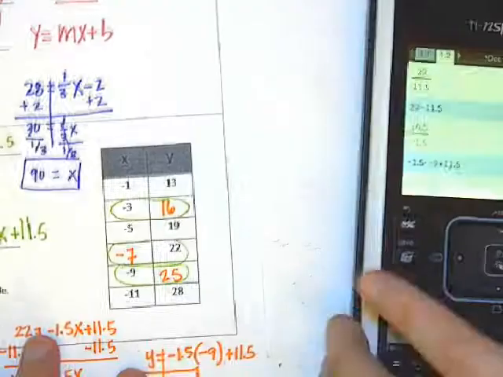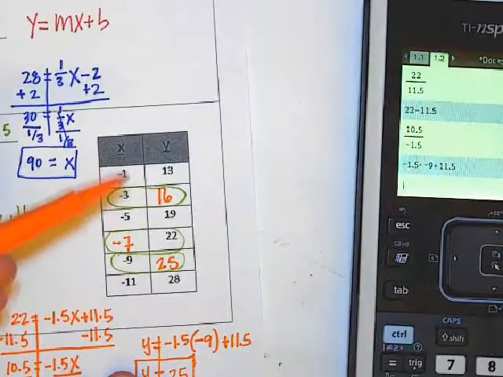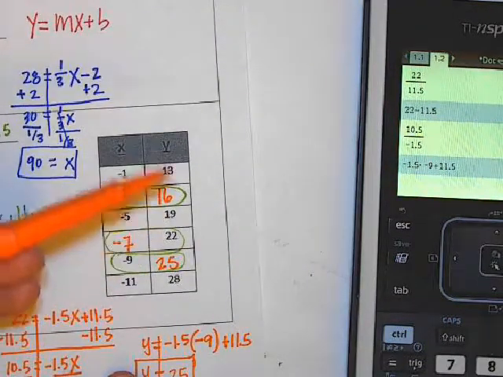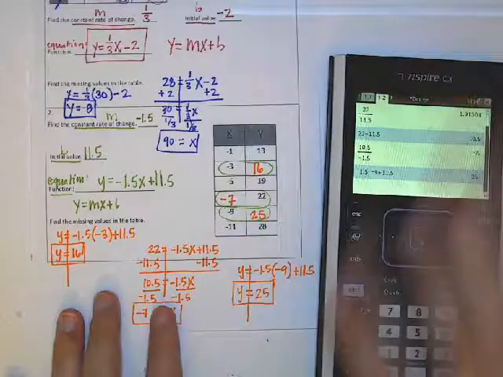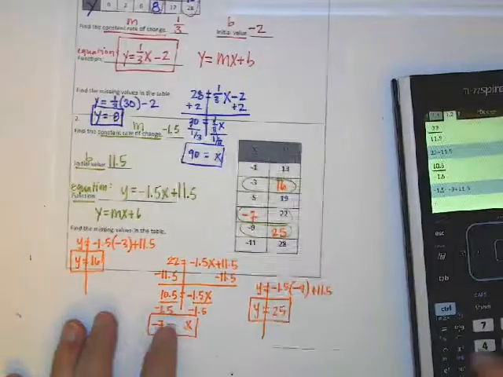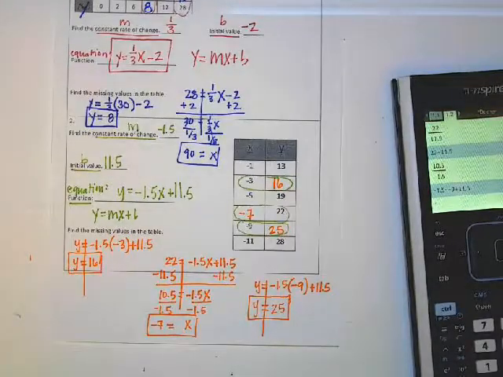Is that reasonable in the table? Yes, it is. Okay, good. Any questions? Y'all ready to do it on your own? Yeah. Okay.